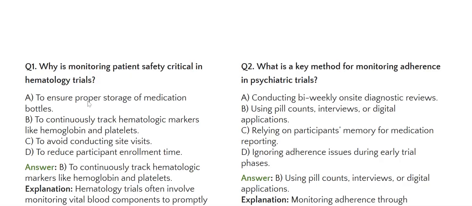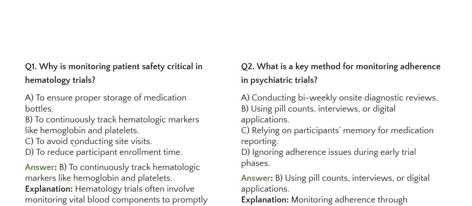Is it A, to ensure proper storage of medication bottles? B, to continuously track hematologic markers like hemoglobin and platelets? C, to avoid conducting site visits? Or D, to reduce participant enrollment time? So, why is monitoring patient safety critical in hematology trials? It doesn't make sense for it to be C, to avoid conducting site visits. And does it make sense to reduce participant enrollment time?